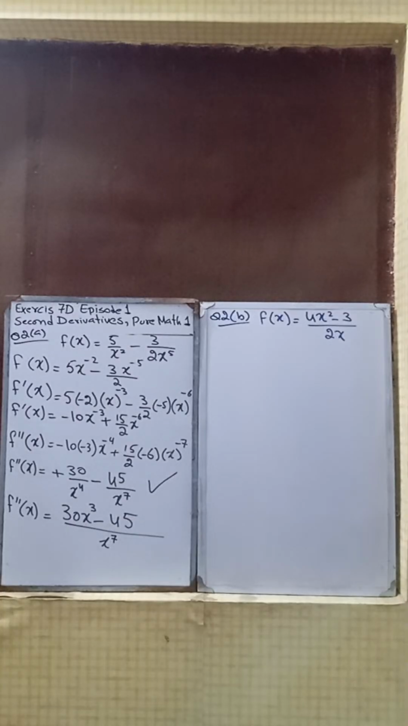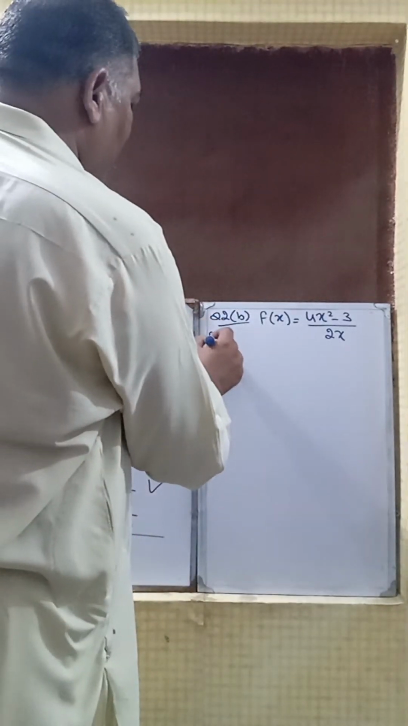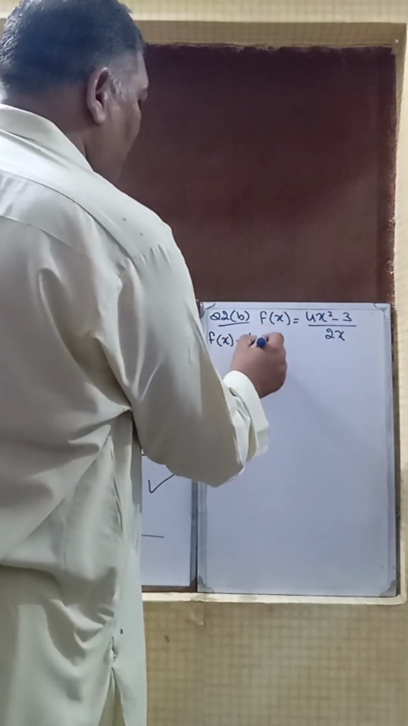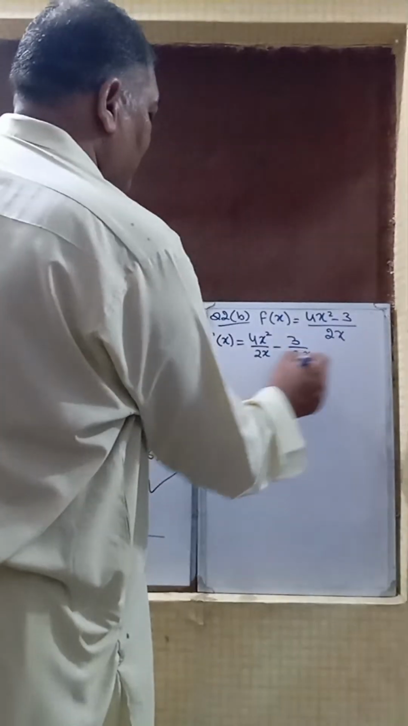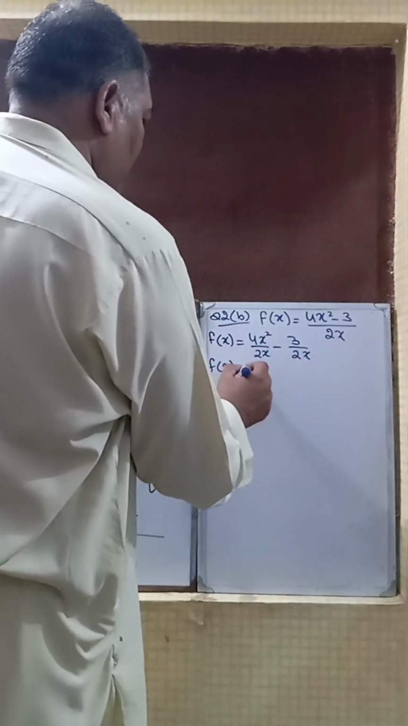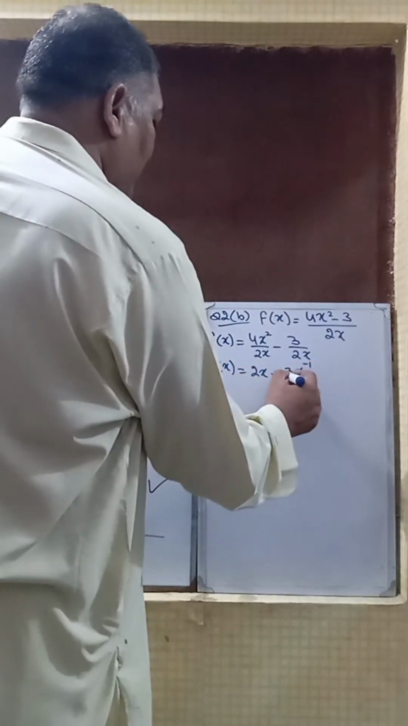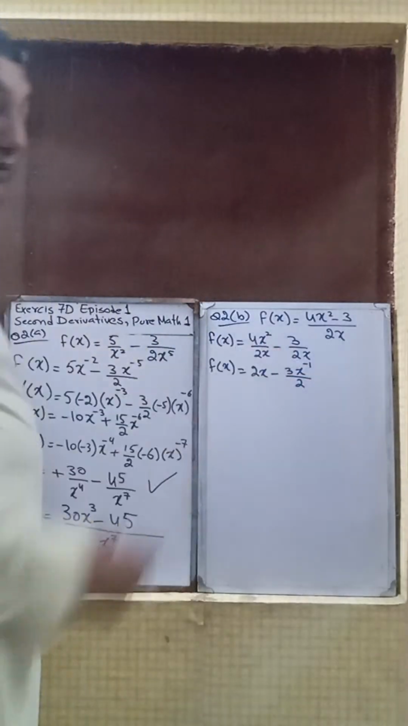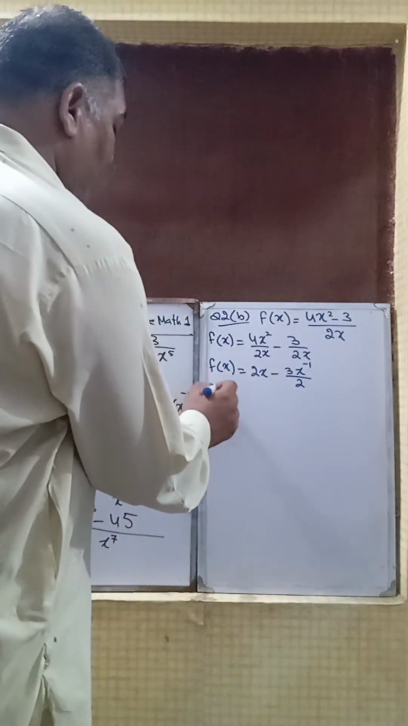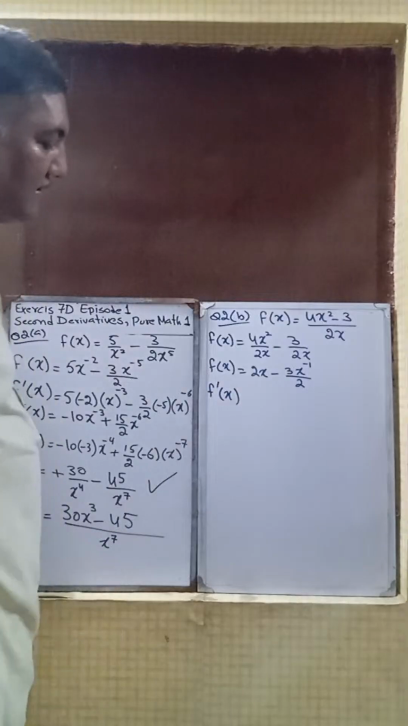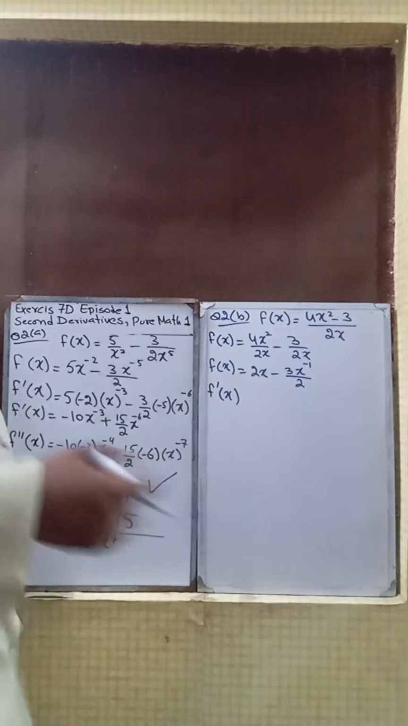We have to find the double derivative, second derivative I mean. So first of all, I will simplify this. This will become 4x squared divided by 2x minus 3 divided by 2x. The f of x will be equals to 2x minus 3x raised to power minus 1, divided by 2. So I just simplified it so I can differentiate it. And then the derivative is represented by this. You put a prime sign here. Okay, so this is how you write it.